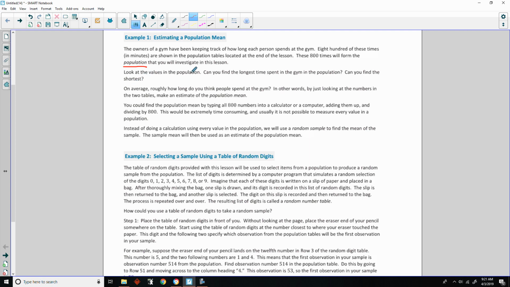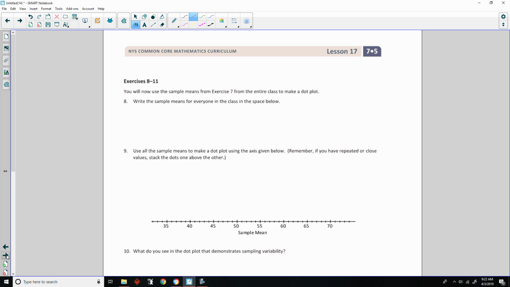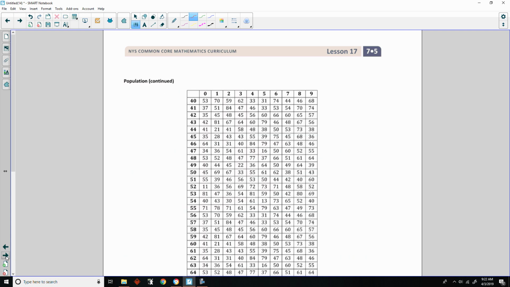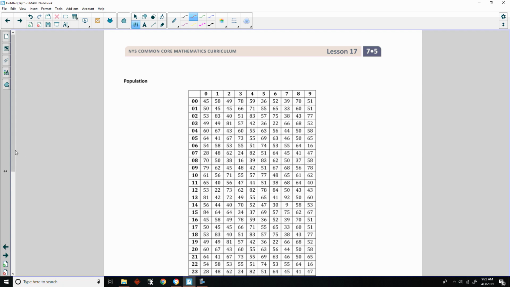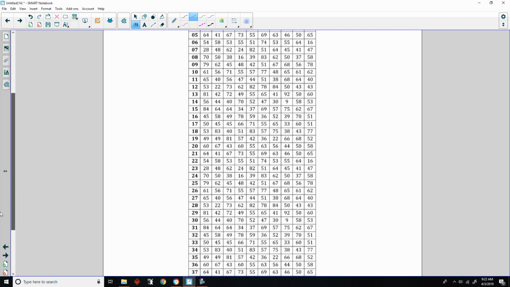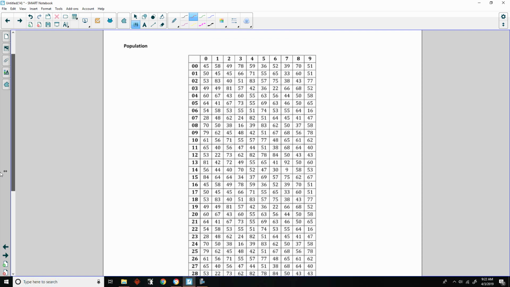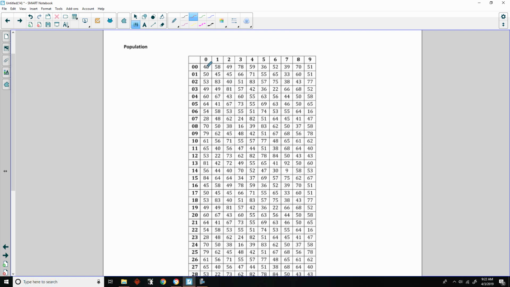Look at the values in the population. Can you find the longest time spent in the gym in the population, and can you find the shortest? So we need to go to the end. It is at the back of your lesson, the population, continued, and table of random digits. So we have a population here on one page, and these are the number of minutes, and they name the rows and the columns. All right, so 45, 50, 47, here's 78.